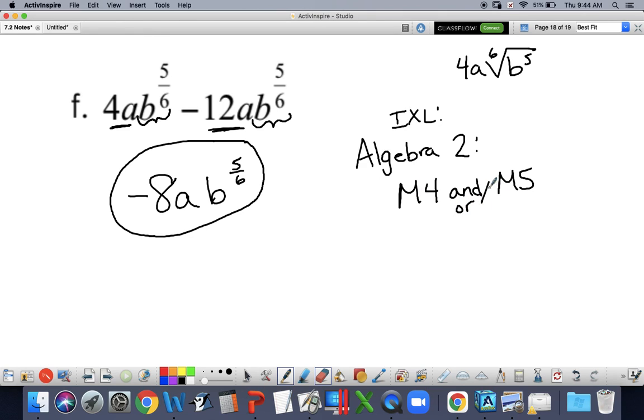They're very similar. In fact, I think IXL, just like probably other teachers across the country, is really just trying to put as many different algebraic examples out there for you to practice, because these types of skills are just skill and drill. Can you practice it, practice it, practice it till you get it down? So there's both M4 and M5 that is simplifying radical expressions that I would encourage you to do.